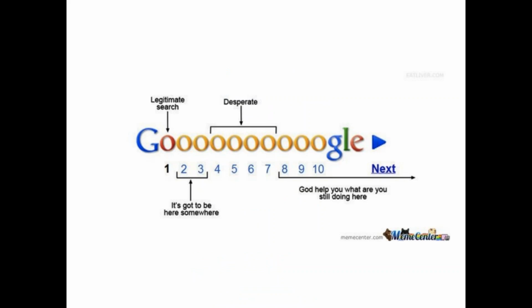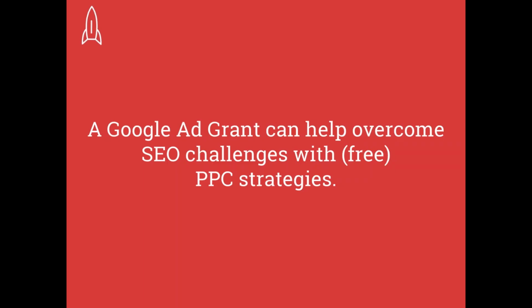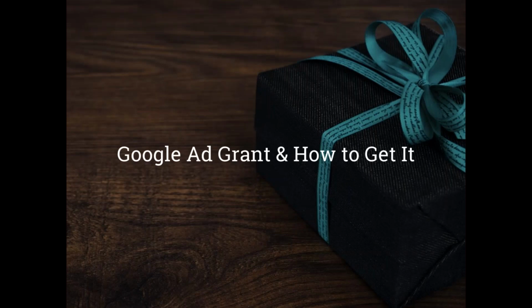And this is basically how people use Google, right? First page, this is a legitimate search. 2 to 3, it's got to be here somewhere. You start going into 4, 5, 6, 7, you're desperate, and beyond 7, God help you, what are you still doing here? Right, so this is part of the challenge, but part of the opportunity is that a Google Ad Grant can help overcome some of those SEO challenges with this free pay-per-click strategy, thus the Google Grant.